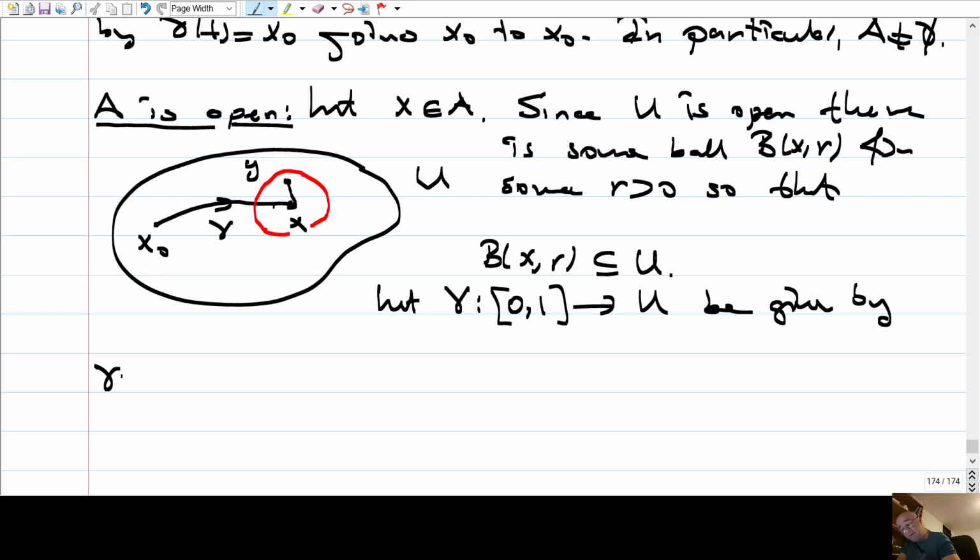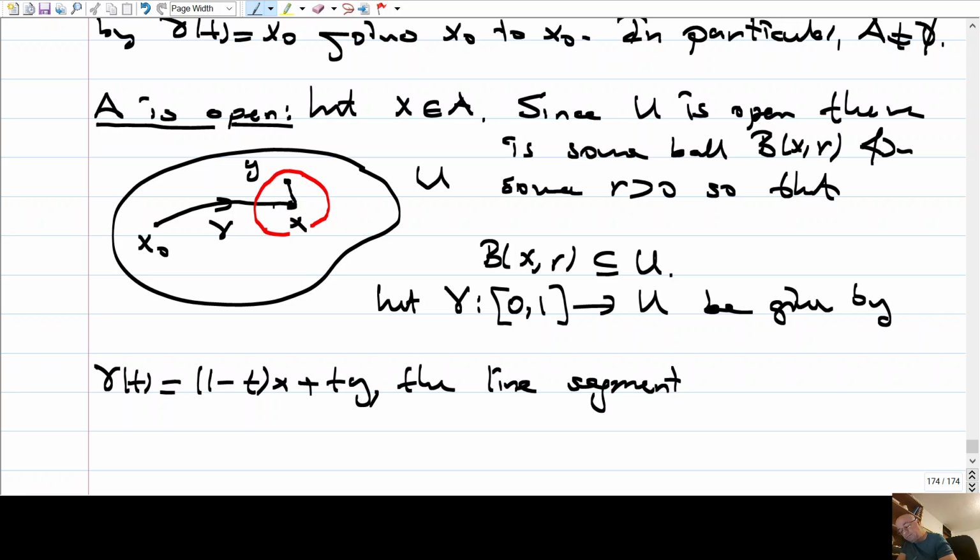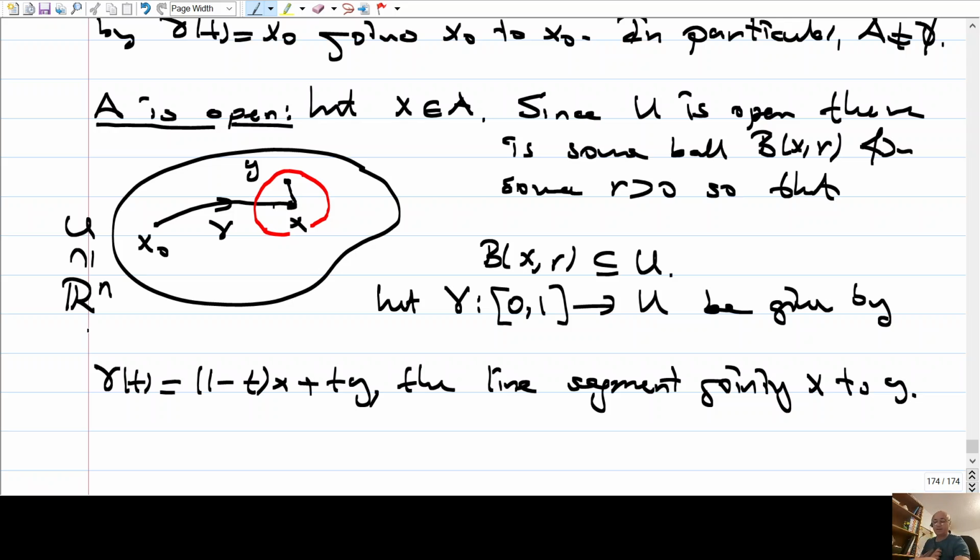So this is the line segment. Gamma t is what? This is (1 minus t)x plus t times y, the line segment joining x to y. I can, of course, do all these because this is a subset U and U belongs to Rn. Therefore, there is a vector space structure in Rn. I can write such things, okay? You cannot do this in an arbitrary metric space, of course. It only works in Rn, or, I mean, in a vector space, not necessarily Rn.